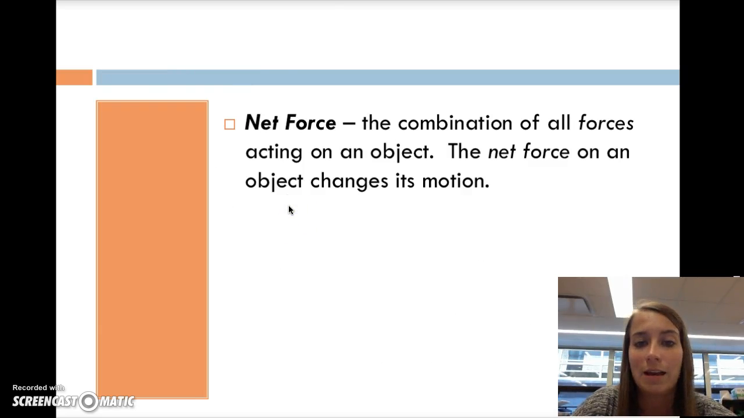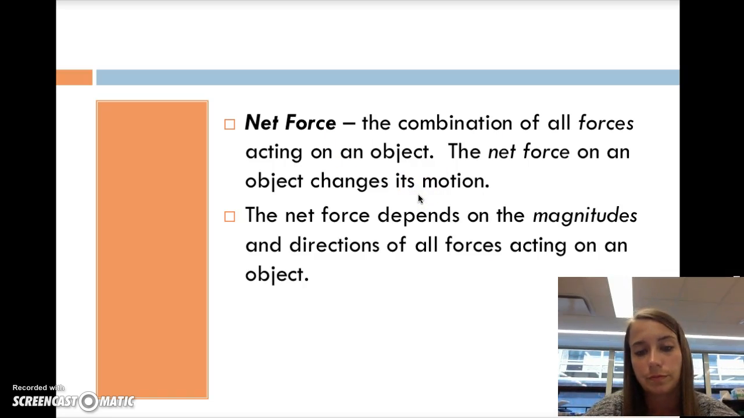All right, let's talk about net force, okay? So net means the difference or the combination. So the net force is the combination of all forces acting on an object. Kind of like if you think about net profit of a business would be like how much money have you put in versus how much did you earn. The net profit is kind of what you're left over with. So the net force on an object is what we worry about most in physics. It's what changes the motion.